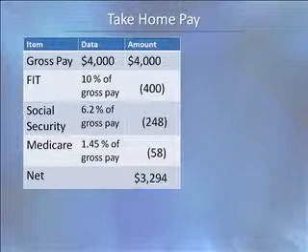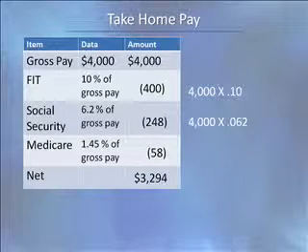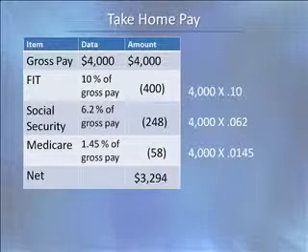For each deduction, we multiply the percentage by the gross pay of $4,000. You can either use the percentage key on your calculator or convert the percentage into a decimal as used here. Notice the decimal for Social Security is 0.062. The decimal for Medicare is 0.0145.